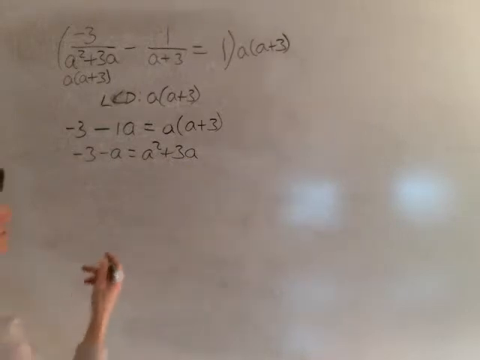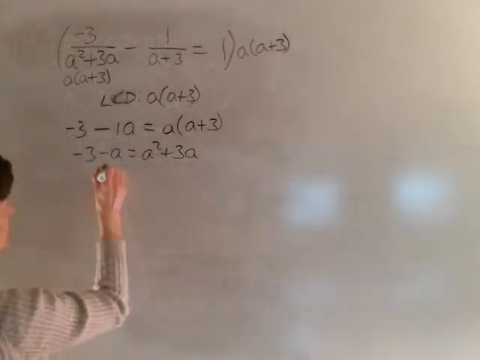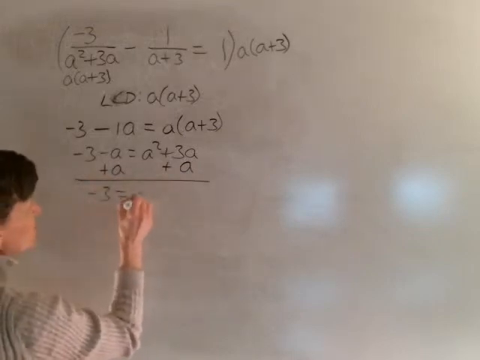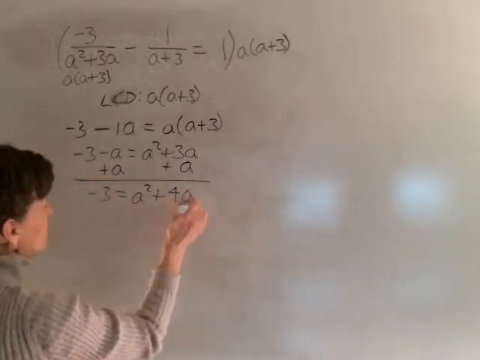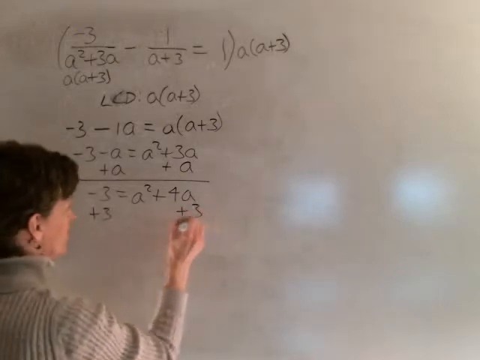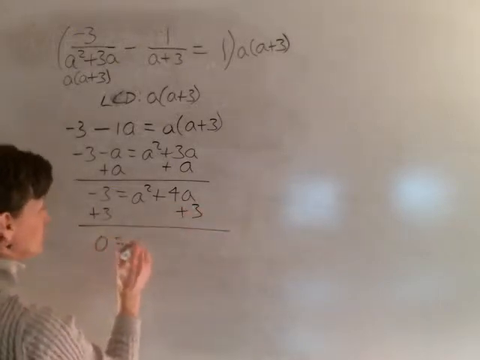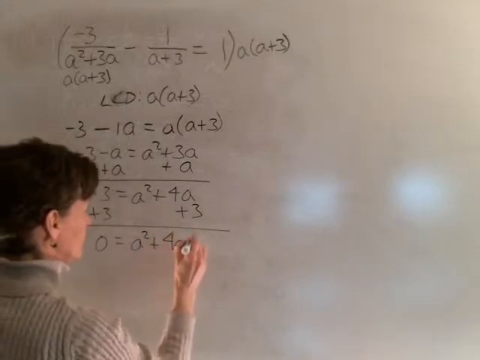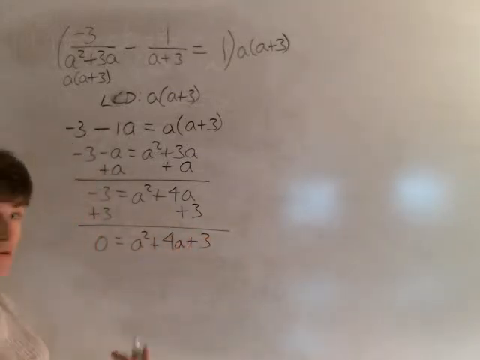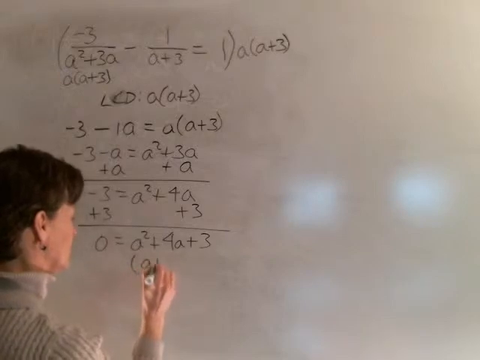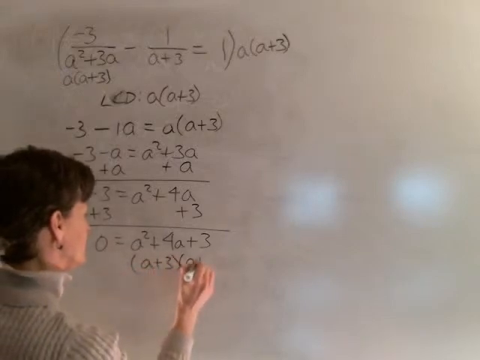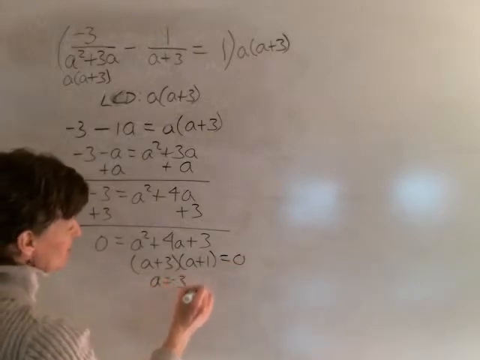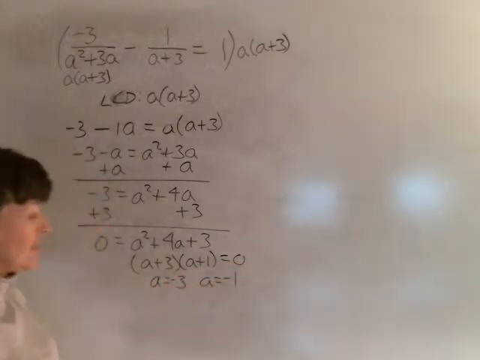It's a quadratic again, so I'll move everything to one side, so I'm going to add a to this side. So I get minus 3 equals a squared plus 4a, and then I add 3. So I get 0 equals a squared plus 4a plus 3. All right, so again, I want to factor that. I get a plus 3 times a plus 1 equals 0. This means that a equals negative 3 and a equals negative 1.